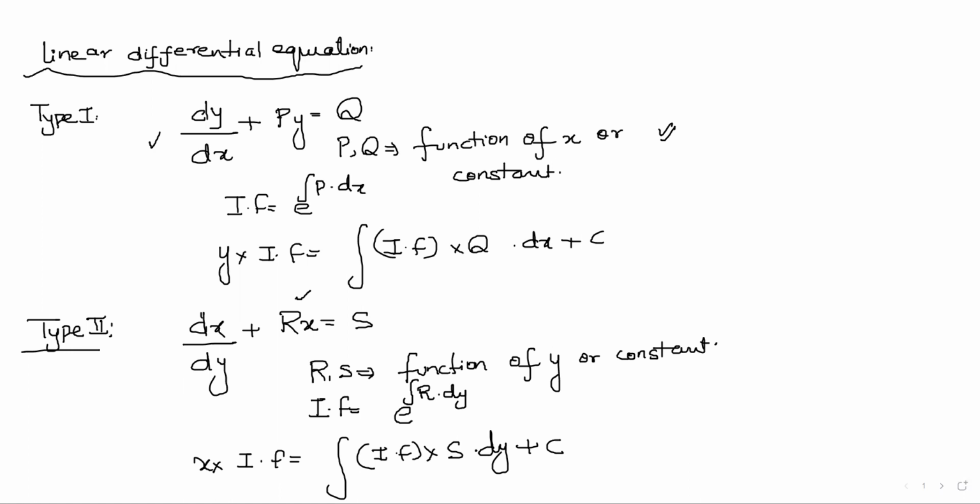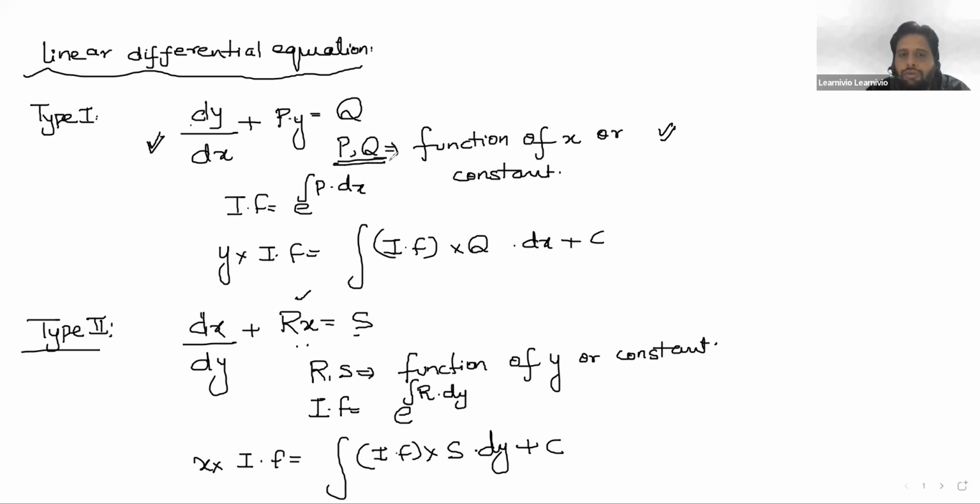So can you explain the type two? Okay, please check here. Always compare with the type first, okay? Here you have dy by dx. Here will have the opposite of this, dx by dy. Here you have py. We will write rx is equal to s.